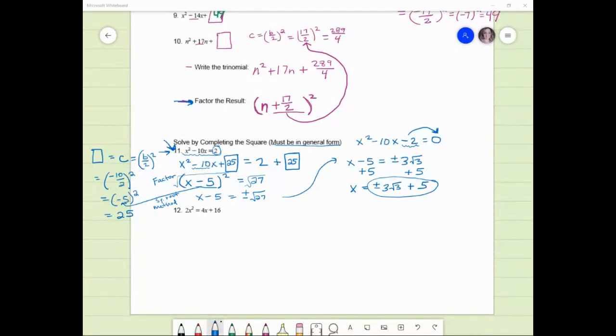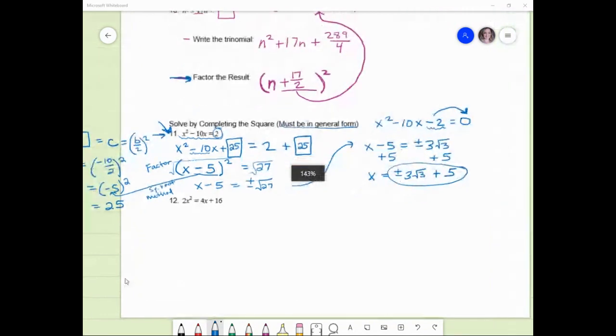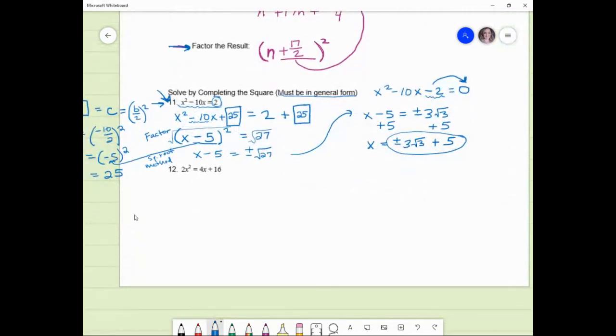All right, number 12. So one thing you always want to check with your quadratics when you're doing the square root method is, do I have a common factor in all of my coefficients and my constant here? And right here, everything is divisible by 2. So I'm going to go ahead and take out that 2. I'm going to end up with x squared equals 2x plus 8. It's going to simplify everything for us here.